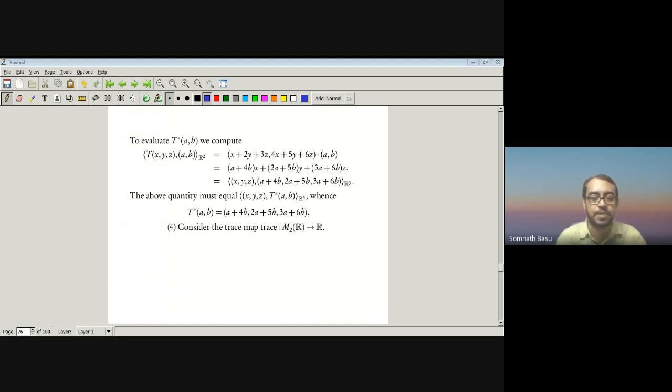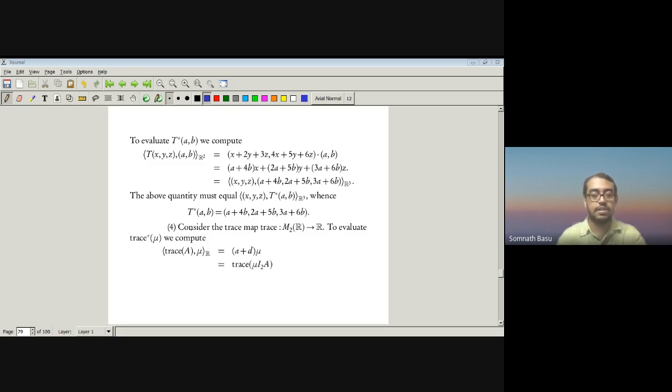Look at the trace map. So the trace map is a map from M2R to R. I want to consider the adjoint. So the adjoint is now going to be a map from R to M2R. So how do I calculate? Well, I have to calculate trace star of mu. I take a matrix, trace of A is a real number, I take the dot product of the real number with mu. This is nothing but A plus D times mu on the one hand, right?